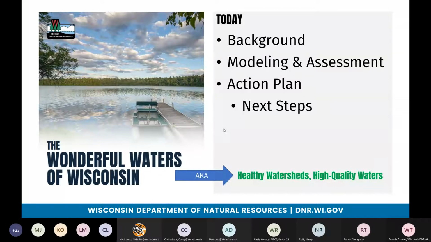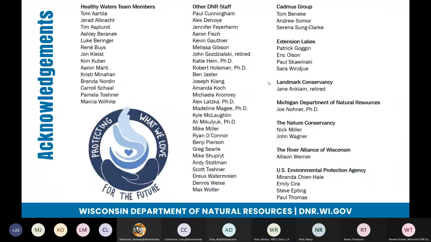The program itself is called Healthy Watersheds, High Quality Waters, but we're also pitching it as the Wonderful Waters of Wisconsin, which is a bit catchier and easier to understand for the public at least. I would like to acknowledge our team listed on the left. We formed in spring 2019, so it's taken us about 3 years to get this far. We've been supported by other Department of Natural Resources staff listed here, as well as external partners. And I just want to highlight that EPA and their contractor Cadmus Group have been really, really helpful as far as our watershed modeling work.